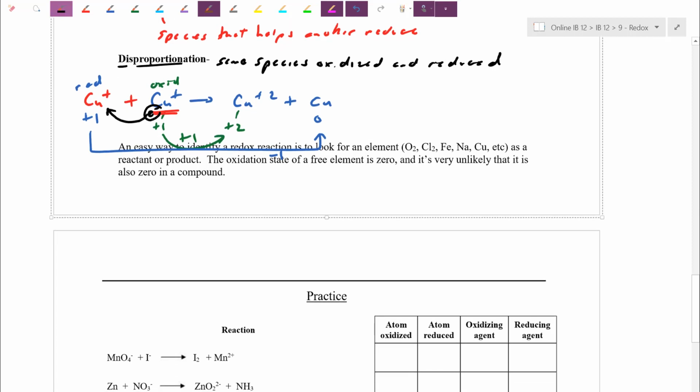Easy way to identify a redox reaction is typically look for an element on one side and a compound on the other side. We talked about here elements usually have assigned a charge of 0. If they're charged on the other side like an ionic compound, something has changed.